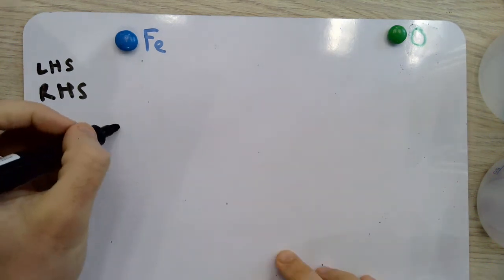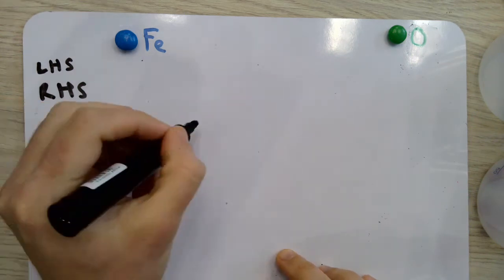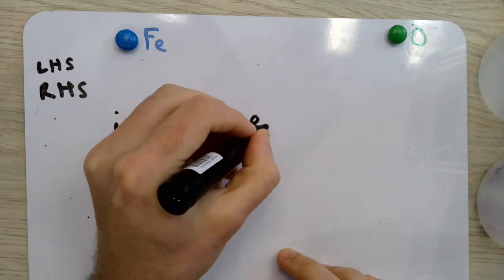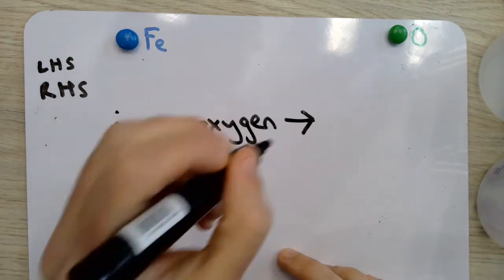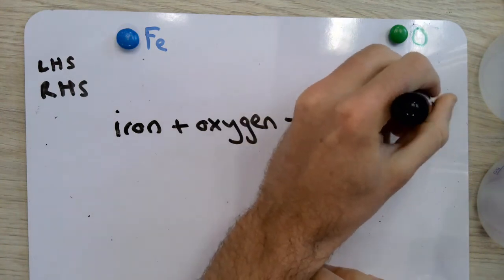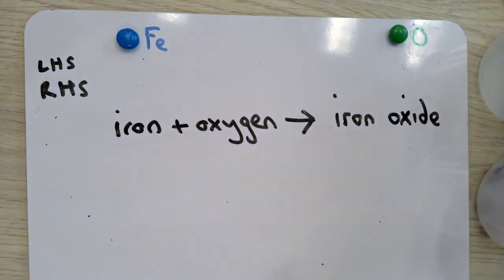Okay, we're going to go for iron plus oxygen becomes iron oxide. This is our general equation for our reactions of metals with oxygen.